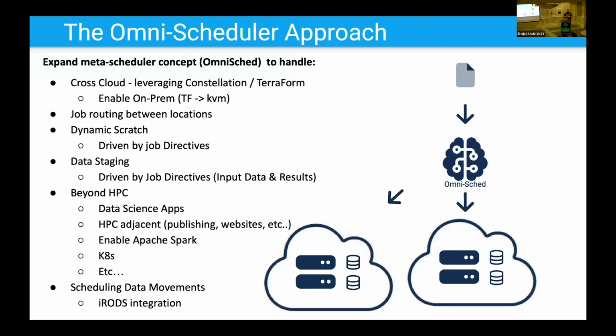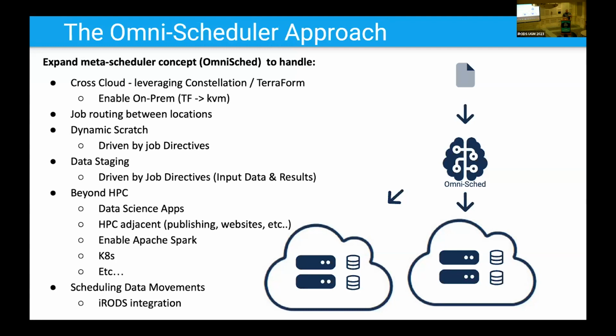We want dynamic scratch. If you ever do scratch in the cloud and you want to get enough performance, you have to throw all this storage at it to get the performance you want. And it gets really expensive if you leave it running. And if people start leaving stuff sitting there, it's horrible. So we're going to introduce the concept of dynamic scratch. Spin up scratch, schlep the data in, run the job, take the results out, blow it all away.